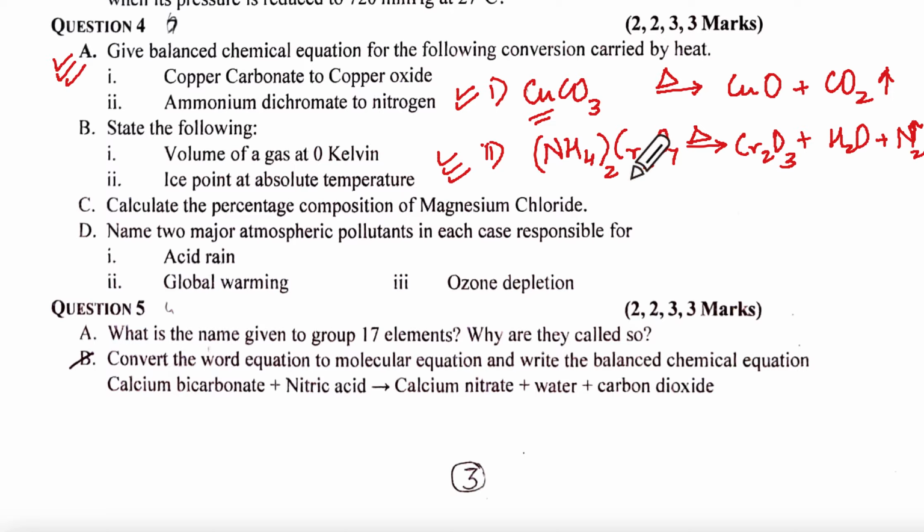How many hydrogens do you see here? 8. So it will be 4H2O, so that it will be 8 hydrogen. Everything else gets balanced.